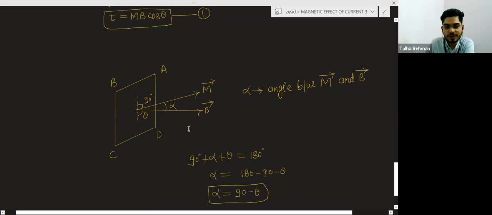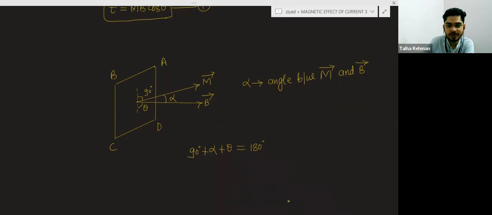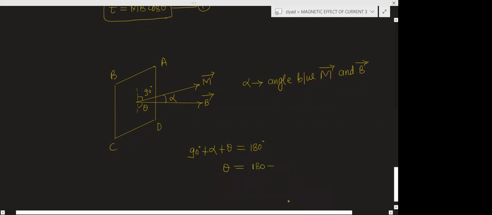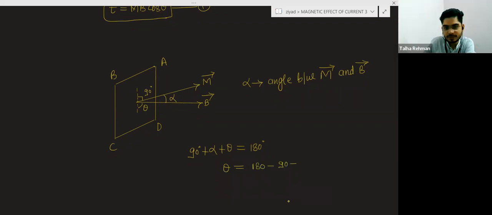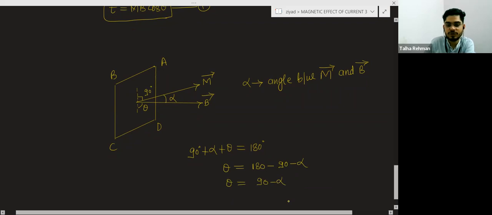Put the value of alpha. Actually, this is also true, but we will calculate theta. This is 180 minus 90 minus alpha. Theta is equal to 90 minus alpha. So this is your theta.